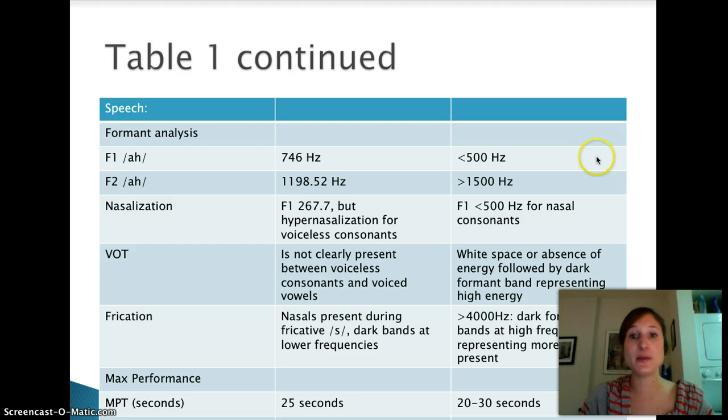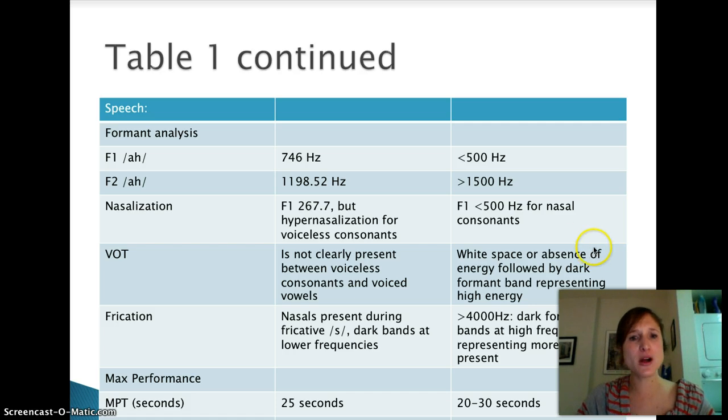So his formant analysis of the sustained ah fell within normative limits, and nasalization for nasal consonants was within the normal measures. However, there did appear to be hypernasalization on his spectrogram for voiceless consonants. And from the spectrogram, the voice onset time was not clearly present between voiceless consonants and voiced vowels. So he did not have an absence of voicing before the voiced vowels occurred.